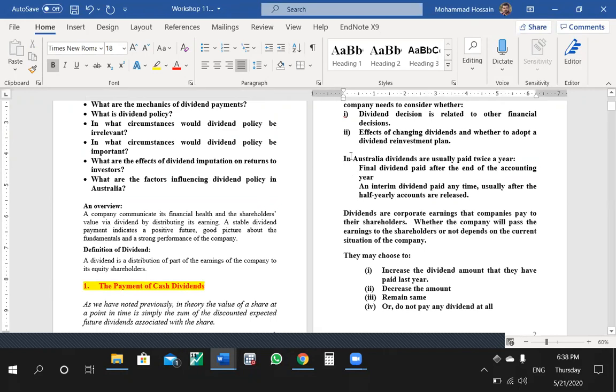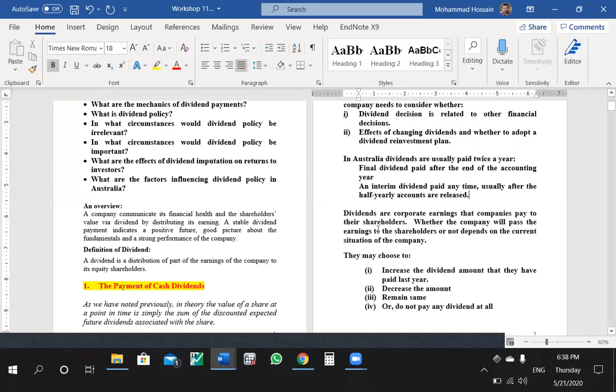Then, in Australia, how do they actually pay dividends? What is the dividend payment pattern? The final dividend is paid after the end of the accounting year. But before the final dividend, there is another type of dividend, the interim dividend. So in Australia, dividends are usually paid twice a year: one at the end of the year, the final dividend, and before that, the interim dividend.